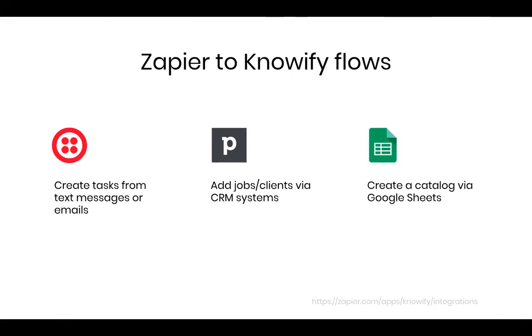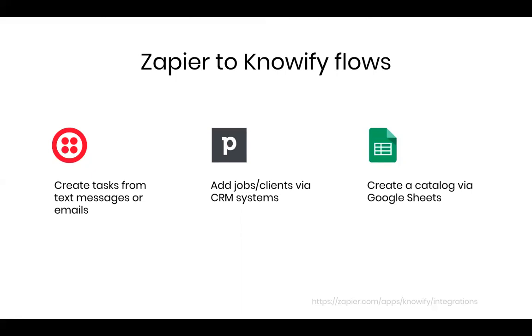We can also integrate, through Zapier, with a software called Twilio. They work with text messages, and we could do things like text a number, and it'll automatically create a task in your Knowify account. Task management, for those of you who don't know, is a growth feature, and if you upgrade to get Zapier, you'll automatically get your task management as well.